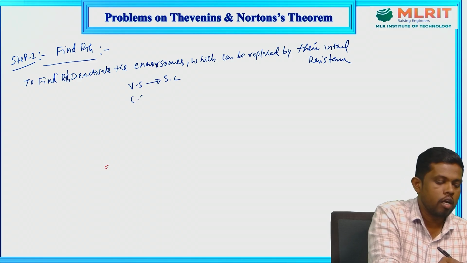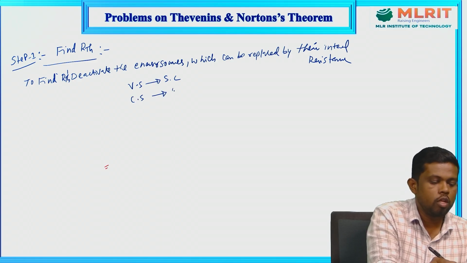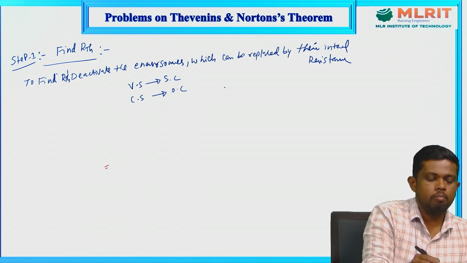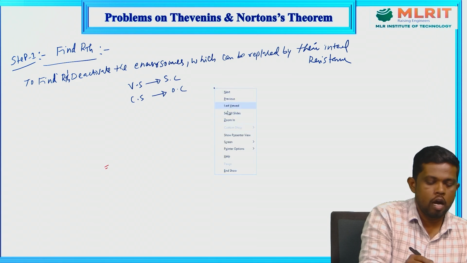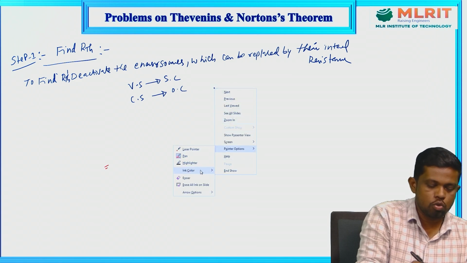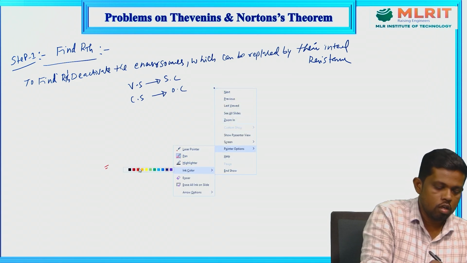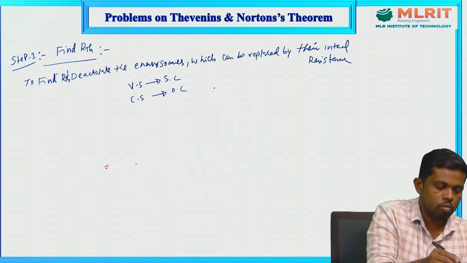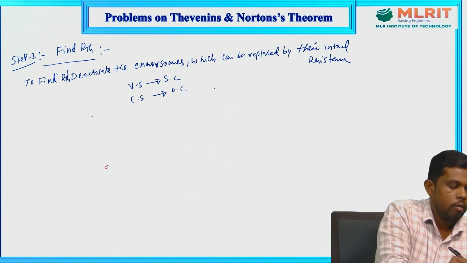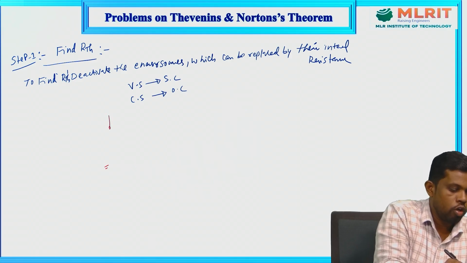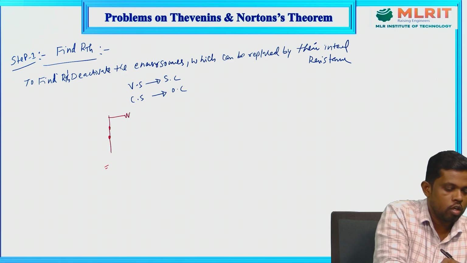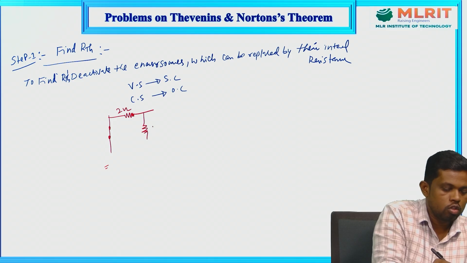If it is a current source, we can simply replace it by an open circuit, because the internal resistance of an ideal current source is infinity. Then the corresponding network is going to appear like this. This is the 16 volt battery, this one is a 2 ohm resistor, this one is a 6 ohm resistor, and this one is a 10 ohm resistor.